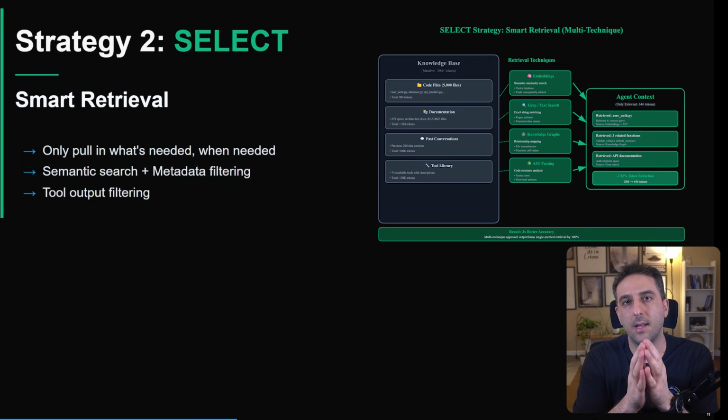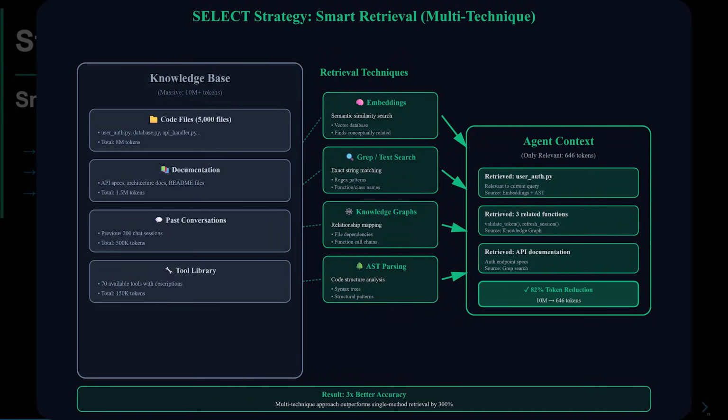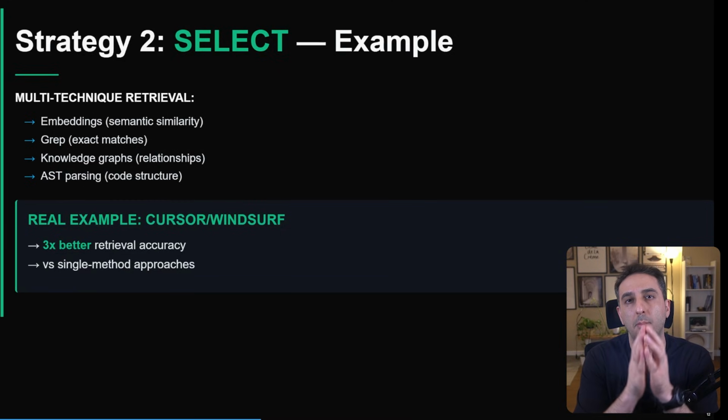Strategy 2 is select, and this one is about smart retrieval, meaning we only put into context what we actually need and when we need it. You can think about it in this way. We don't load our entire file system into RAM. We load the files we are working with. Modern code agents like Cursor and Windsurf utilize this method.